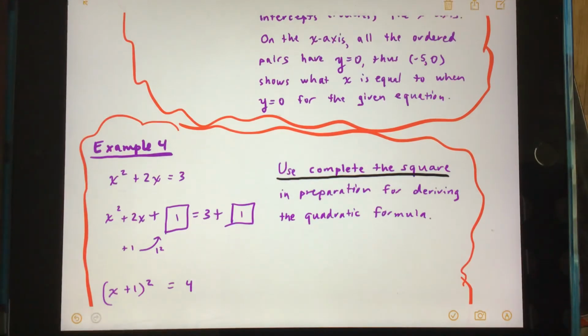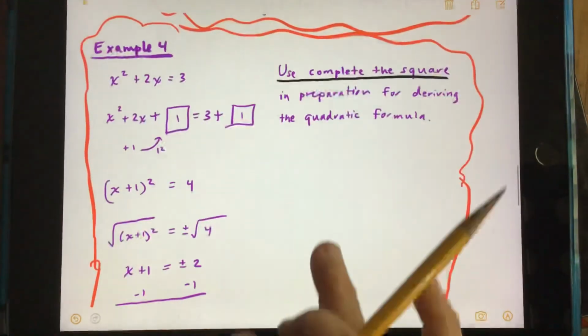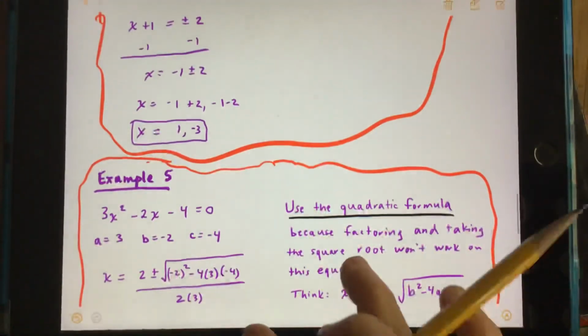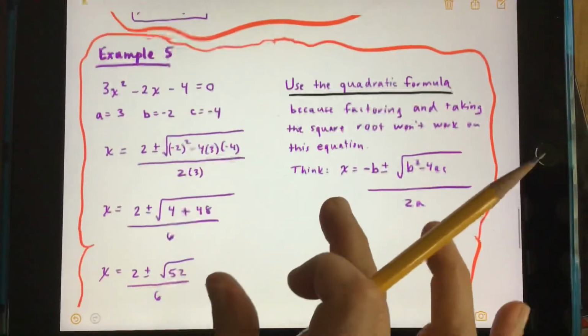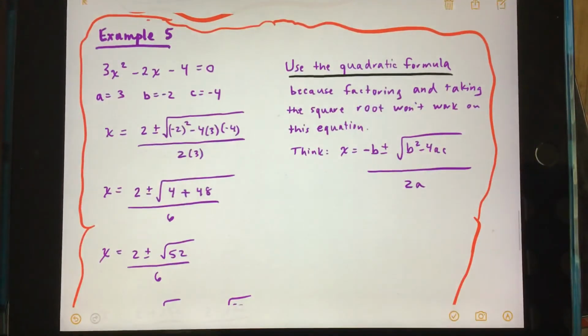but we learn about completing the square so that we can derive the quadratic formula, which I showed you the other day in one of your lessons. Example 5 is an example of when we might want to use the quadratic formula. Again, if the two easy methods, factoring or taking the square root, don't work, generally we would jump right down to using the quadratic formula, which can work for solving any quadratic equation, but we usually only want to use it when our first two easy methods, factoring and taking the square root, don't work.